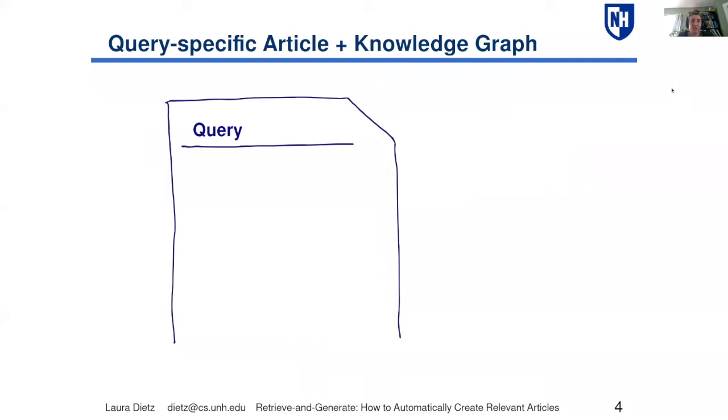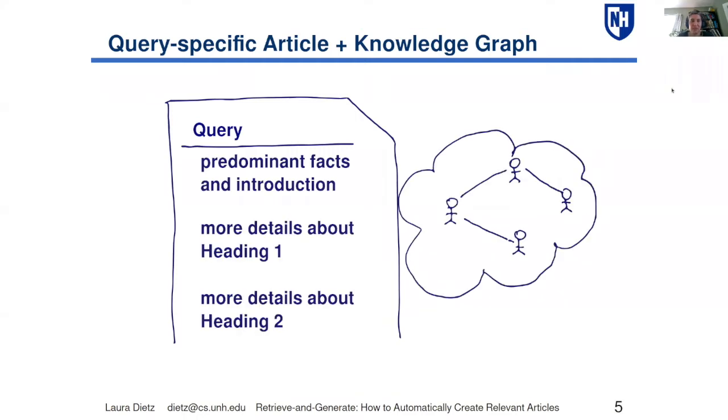So here's how I think things should go down. The user gives me a query, and that query becomes the title of an article that will be generated. And now the computer's job is to identify different predominant facts and an introduction to this topic, and then provide more details about different facets of this query that are relevant. That's not the only way to do it, but I think it would also be really cool, on the side, to produce a knowledge graph that's query specific, with the idea that the human can read the text and the knowledge graph is maybe a more machine readable representation.